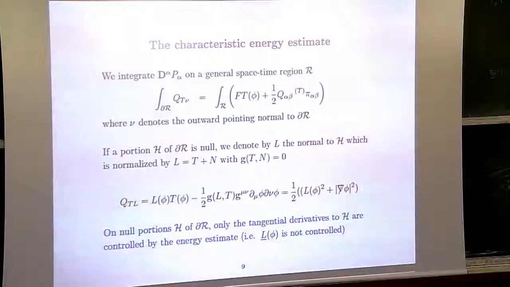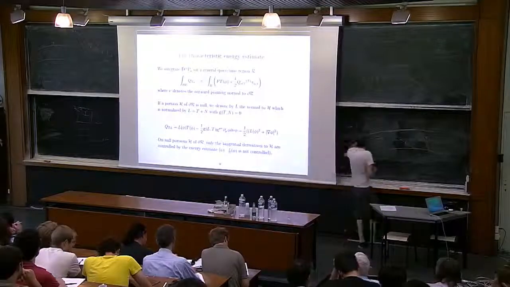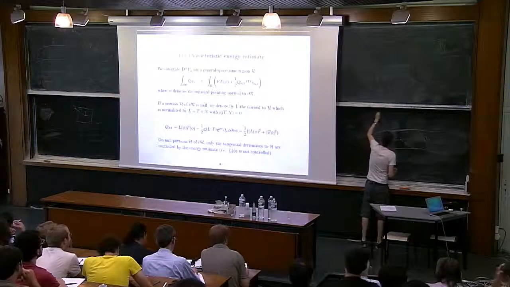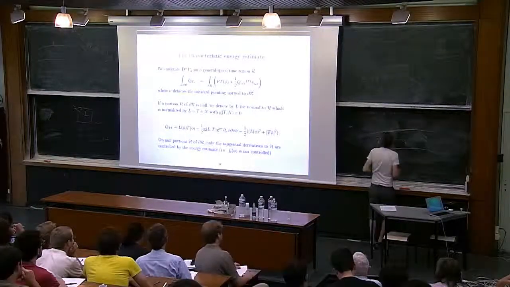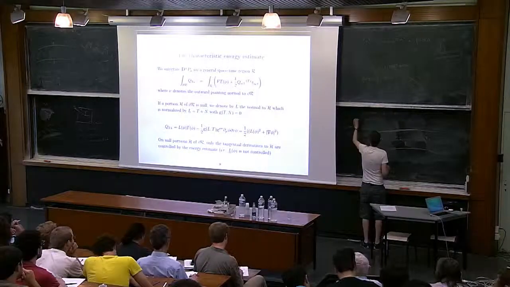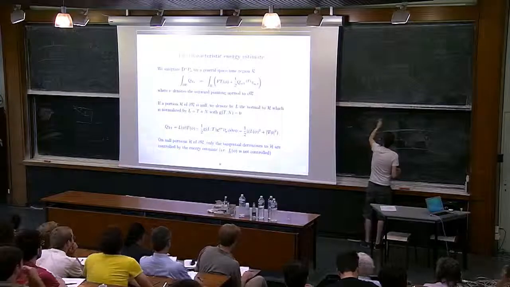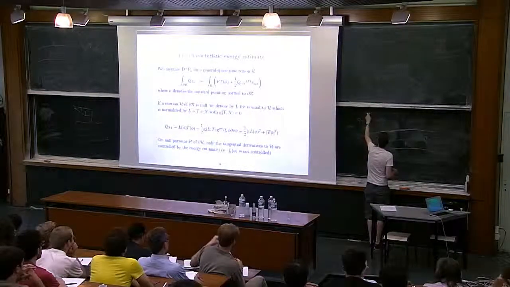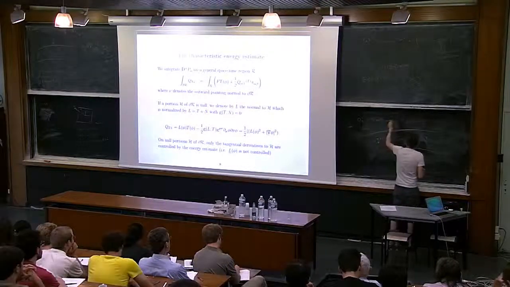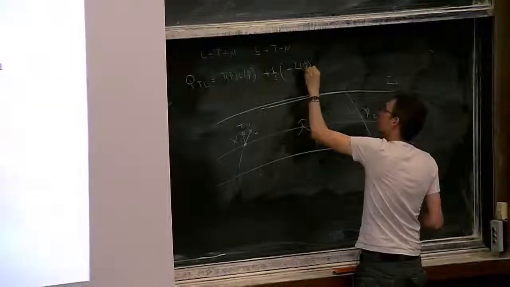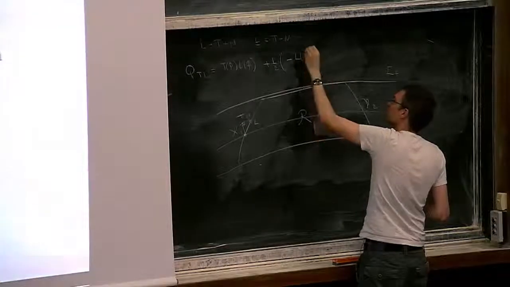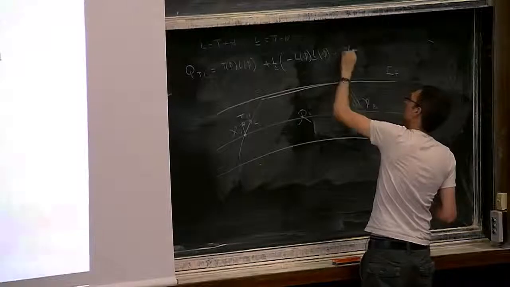So in other words, the term that I'm picking up, because L is my normal on my null hypersurfaces, is Q(T, L). So what do you get when you do Q(T, L)? It's a very straightforward computation. So you have L is T plus N. It's immediate that L bar has to be T minus N. Okay, and then you get Q(T, L), that's T(phi) L(phi), and then you see that g(L, T) is g(T, T) because N is orthogonal to T, so it's minus 1, so you get plus 1 half of the dot product of the gradient with itself, which you can express in the null frame, so that would be minus L(phi) L bar(phi) plus the gradient of phi squared.